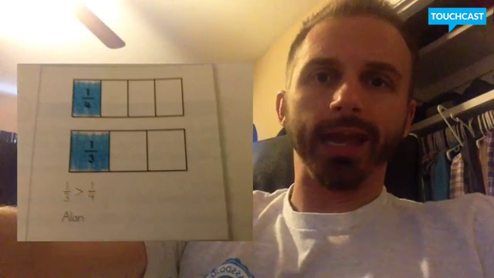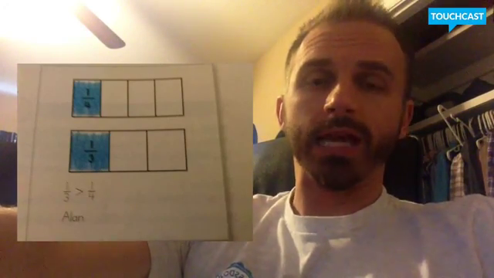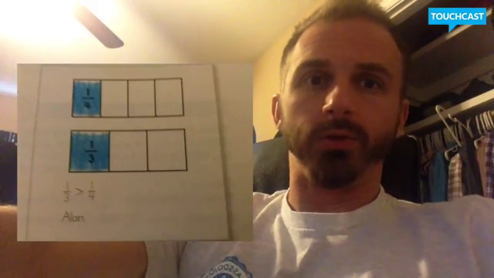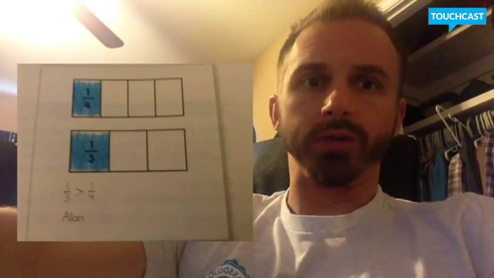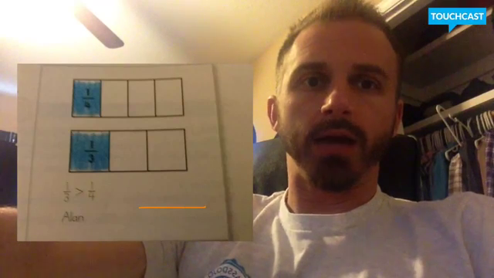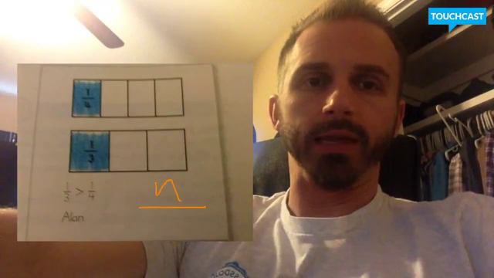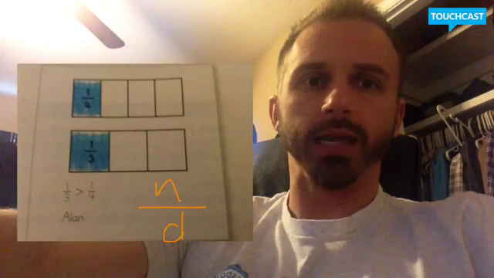Hey everyone, today we are looking at lesson 10.2, and today's lesson is about comparing fractions that have the same numerator. So when I'm looking at the numerator, of course I'm looking at the number on the top. Here's my numerator on top, and then my denominator on the bottom. So I'm looking at the numbers on the top.